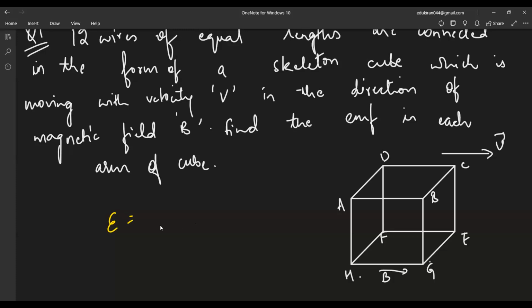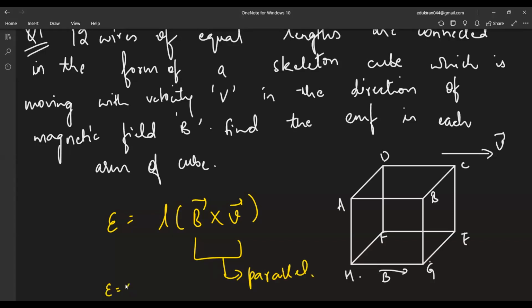The formula is E = L (B cross V). So if V and B both are parallel, then EMF will be 0. Here, when you open this, it is sine 0 degree. Okay, this is the answer.